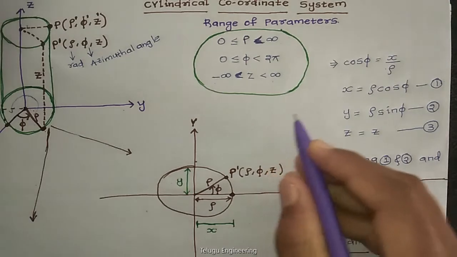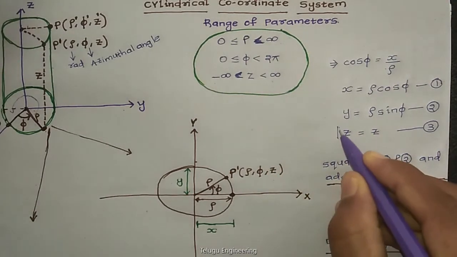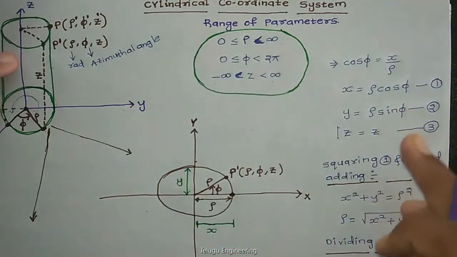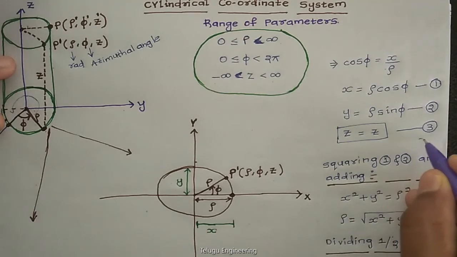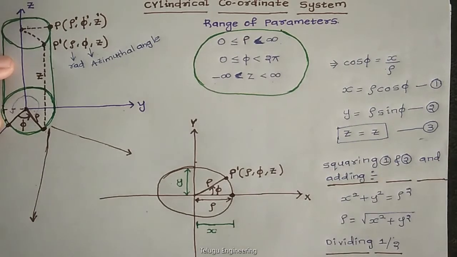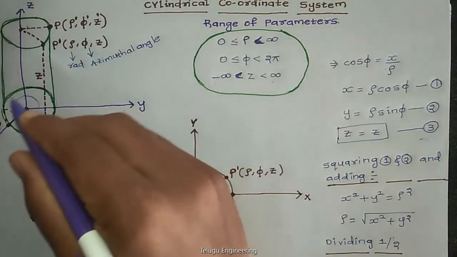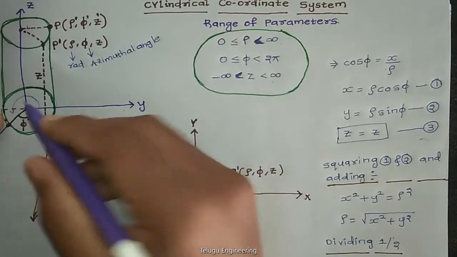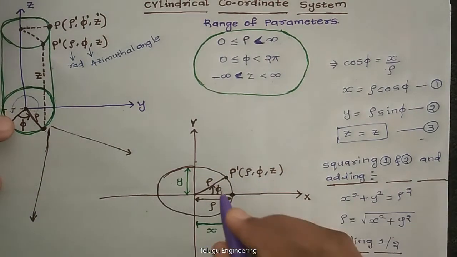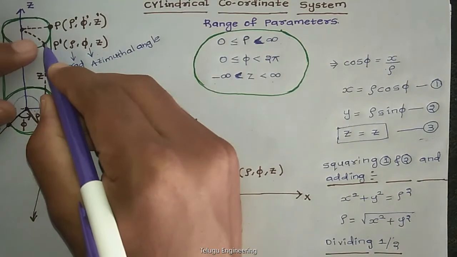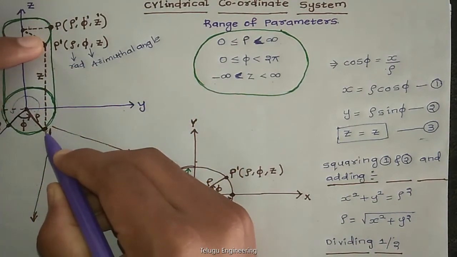As I already discussed, z in both cylindrical as well as Cartesian are the same, so z will always be equal to z. Let this be 3. Now we will consider this bottom circle, the bottom of the cylinder. Let us draw this in the xy plane. If we consider this particular point and project it in the xy plane, here the point will come.